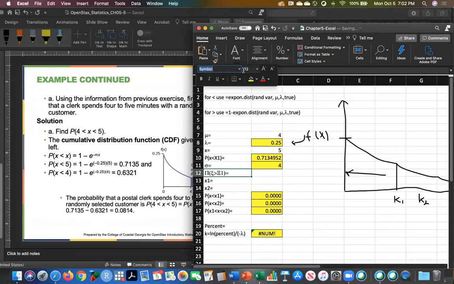This is not Greek, should be. So the probability that x is greater than x1. Of course, if I have this area, all I have to do is 1 minus this area, right? So we have the same results. Because I know this area, all I have to do is subtract the area from 1, and I will find the area under the curve.